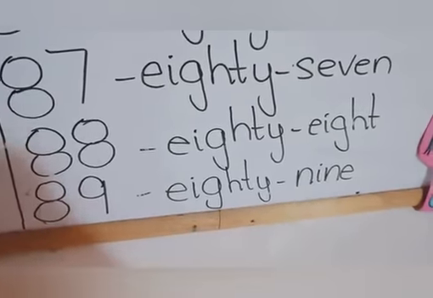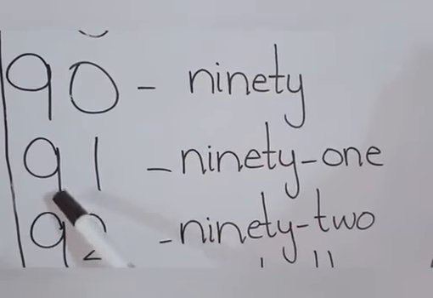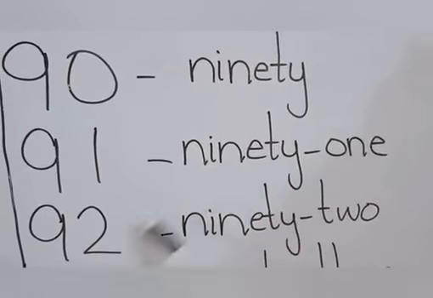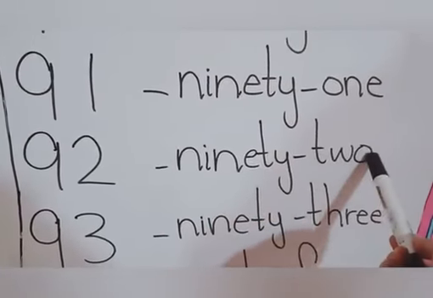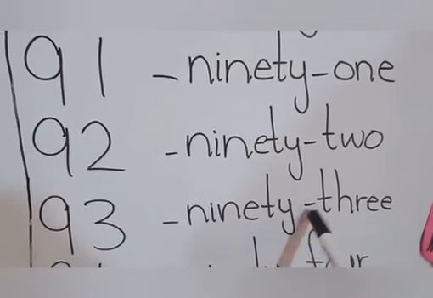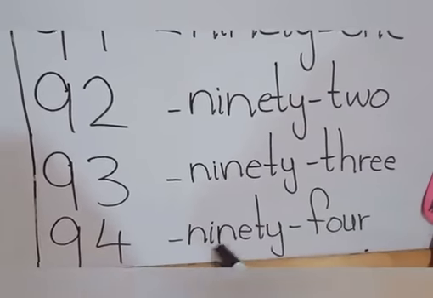N-I-N-E, 9, 89. 90. N-I-N-E, 9. T-Y, 90. 91. N-I-N-E, 9. T-Y, 90. O-N-E, 1, 91. 92. N-I-N-E, 9. T-Y, 90. T-W-O, 2, 92. 93. N-I-N-E, 9. T-Y, 90. T-H-R-E-E, 3, 93. 94. N-I-N-E, 9.